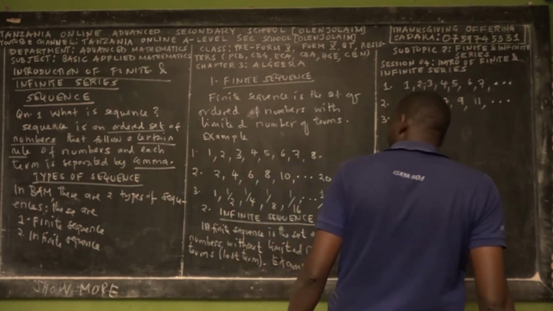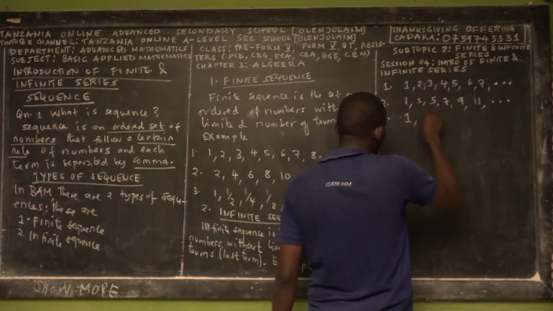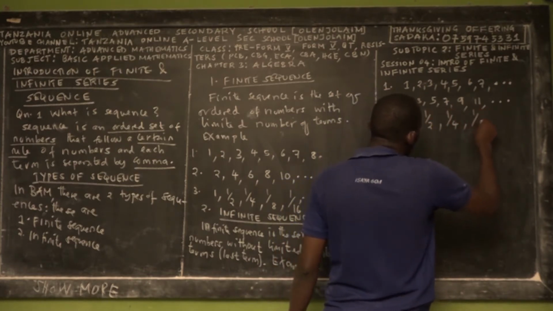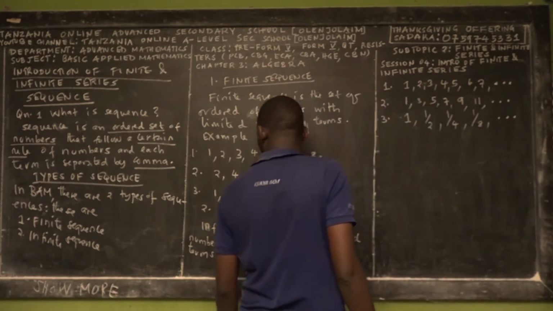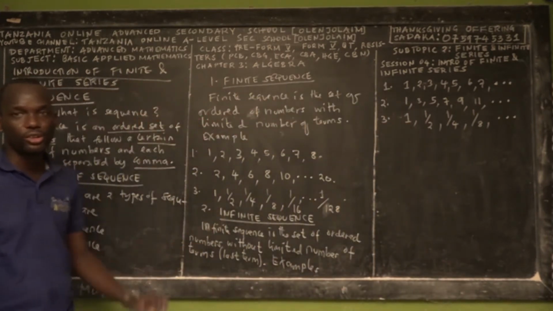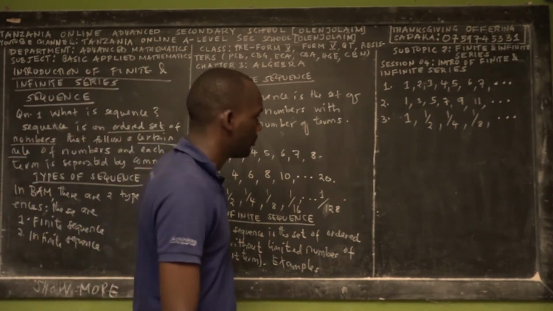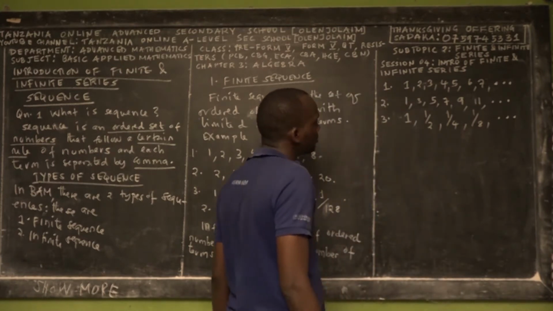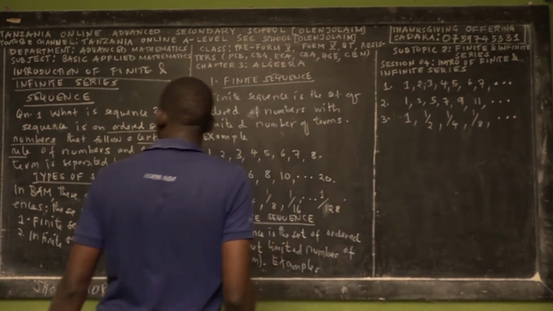The example of the infinite sequence can be a sequence of fractions: 1/2, 1/4, 1/8, then continues to infinity. So this is the fundamental concepts of sequence and series. So remember that sequence is not series, and series is not sequence. So in order for you to distinguish, this was 1.